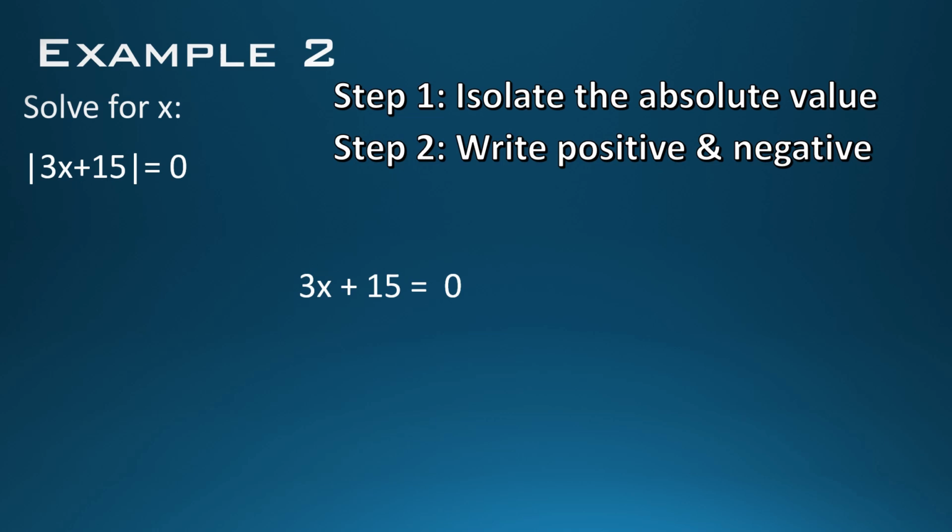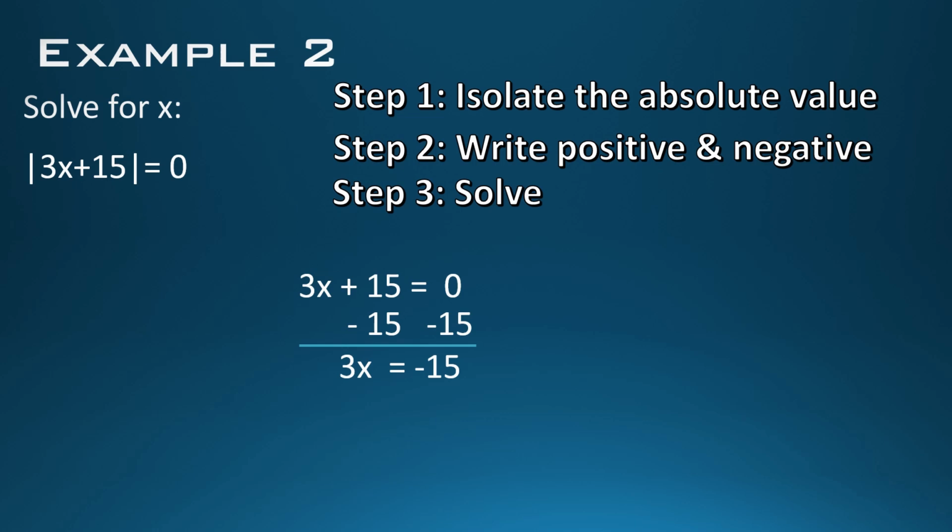Now, the reason we said earlier that there's only one answer when it's a 0 on the other side is because you can't write a positive or a negative 0, so we just write it once. Now we have to solve. So, just like any other equation, we're going to subtract 15 from both sides, which leaves us 3x equals negative 15. Then we divide by 3, leaving us with x equals negative 5. So that's our one answer, guys. What do you think? Not too bad. Let's try another example.